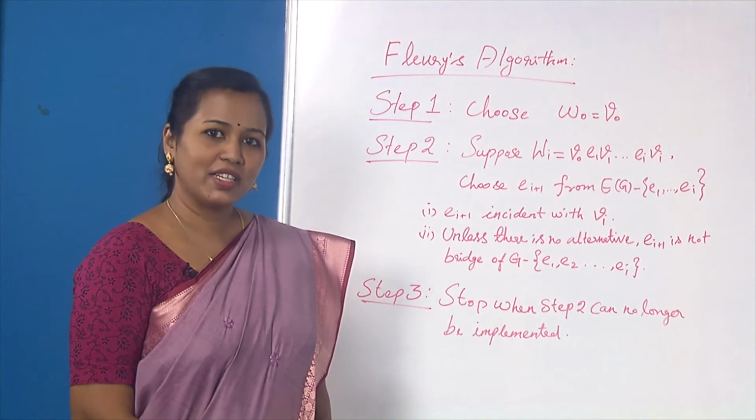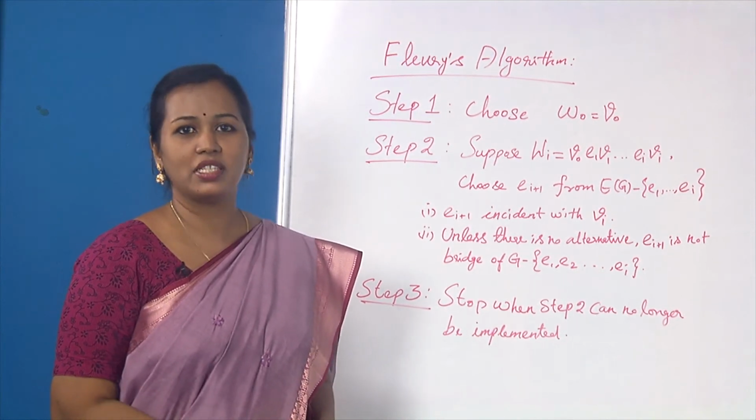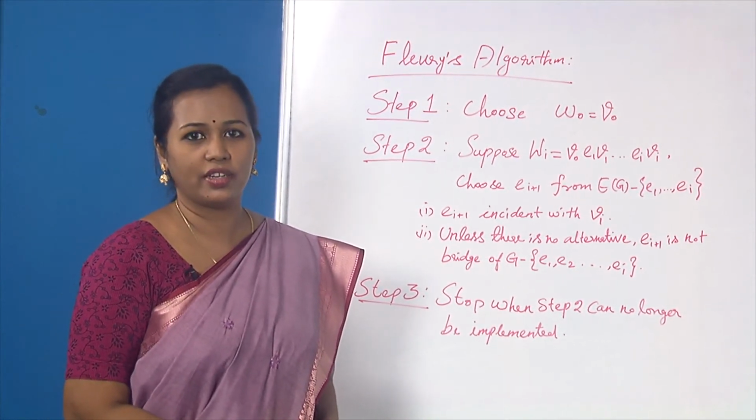There is a simple algorithm due to Fleury in the year 1883 which finds an Eulerian circuit in an Eulerian graph. Now, let us see Fleury's algorithm to construct an Eulerian circuit in an Eulerian graph.